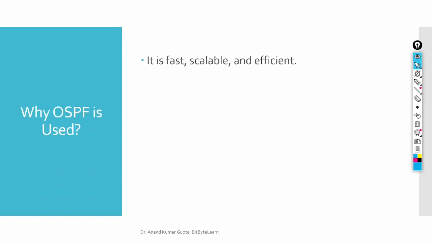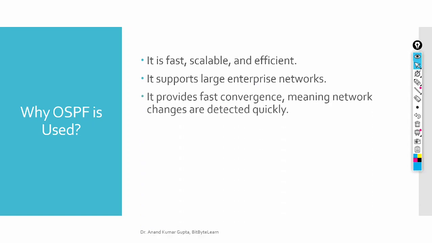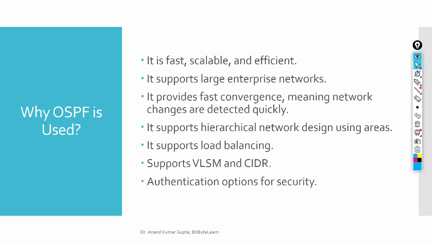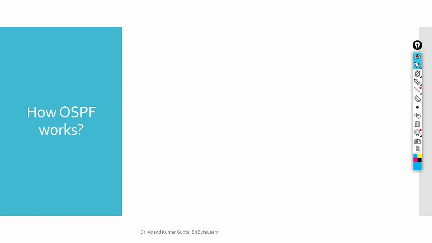So why is OSPF used? OSPF is basically fast, scalable, and efficient. It supports large enterprise networks. It is fast in convergence, meaning network changes are detected quickly, supports hierarchical network design using areas, and supports load balancing. It also supports variable length subnet mask and classless inter-domain routing. There are authentication options available for security purposes as well.